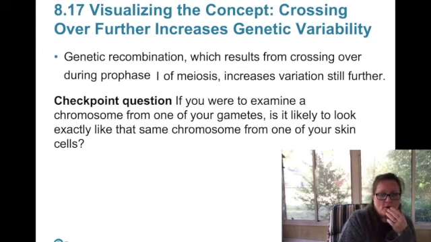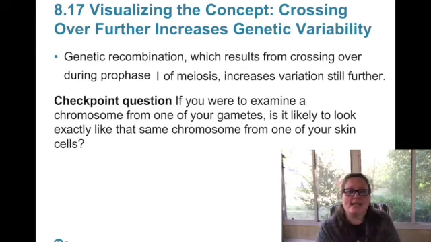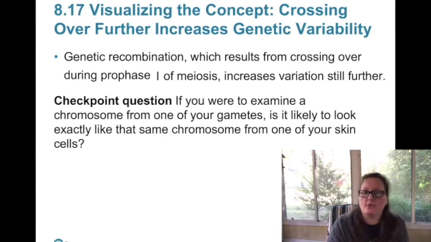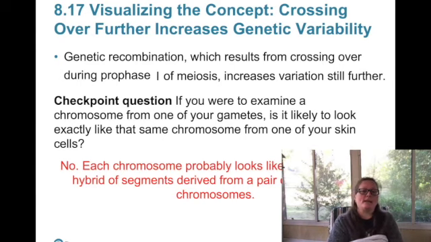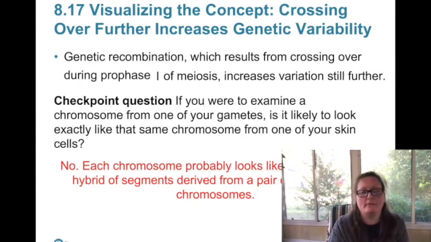If you were to examine a chromosome from one of your gametes, is it likely to look exactly like the same chromosome from one of your skin cells? Well, what do you think? Because each chromosome probably looks like a cut and paste hybrid of segments derived from a pair of homologous chromosomes.